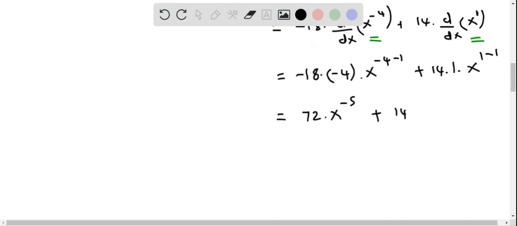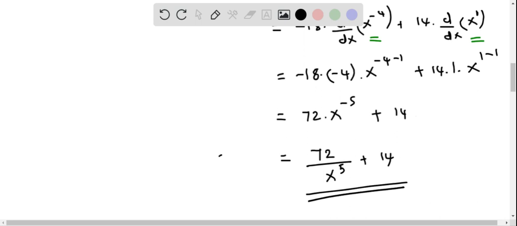So we have this expression, we can put this in terms of positive powers of x. So I can rewrite this equation as 72 divided by x raised to the power of 5 plus 14. So this is basically the expression for the second derivative d2y by dx2.